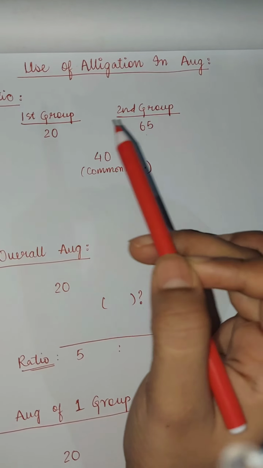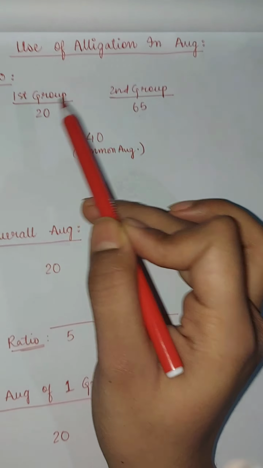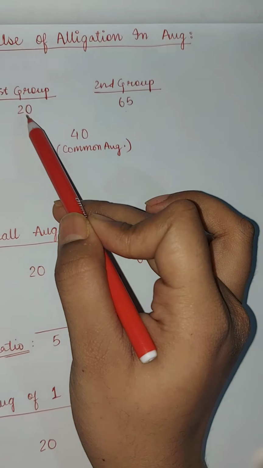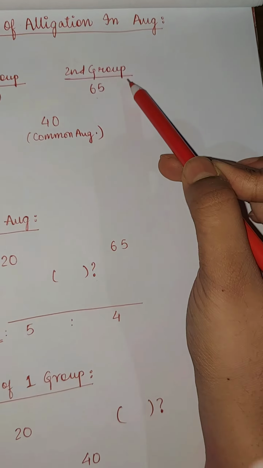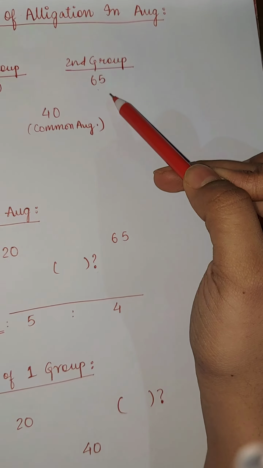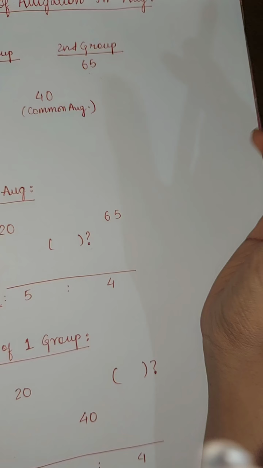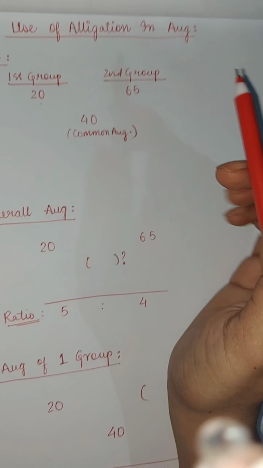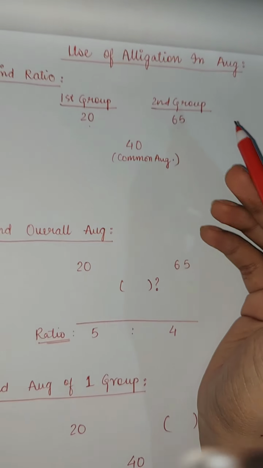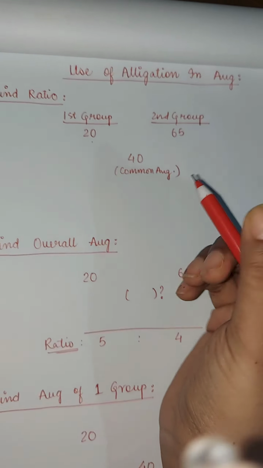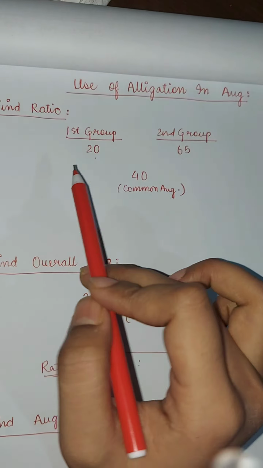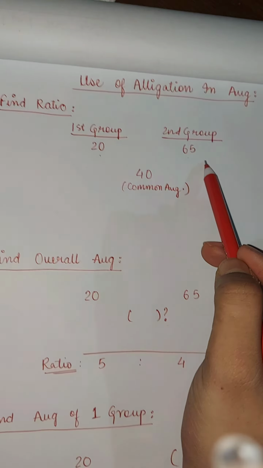For this example, let's assume that the average age of one group is 20 and the average age of the second group is 65, and we are given that when these two groups are combined, their average age becomes 40. Now we have to find the ratio between the number of people in the first group to the second group.